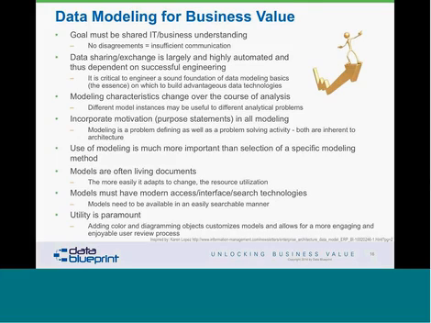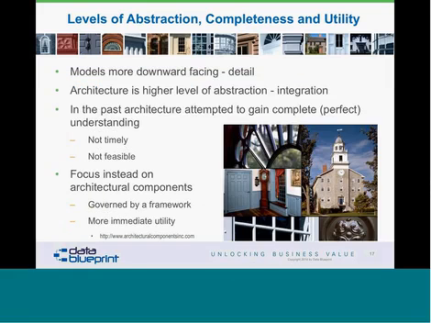The models are living documents, and the models must have a modern access way of getting at them, a search, a way of incorporating taxonomies and ontologies in there as well. The key, of course, is that there's no point in making a model if you're not trying to solve a particular problem. So models tend to be downward facing. They're looking at detail. Architectures, on the other hand, tend to be more abstract, at a higher level of abstraction, and they really focus on integration.